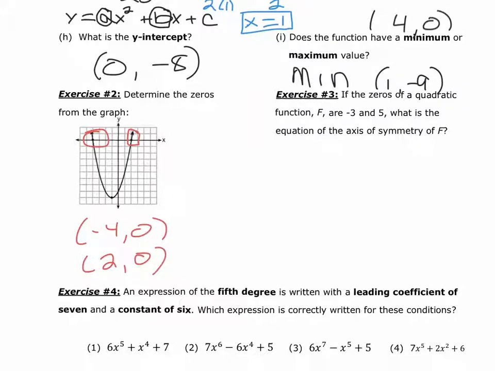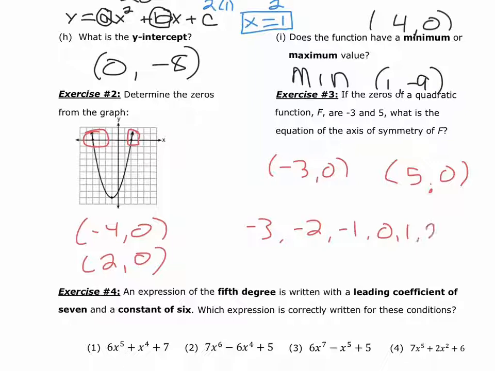Exercise 3. If the zeros of a quadratic function are -3 and 5, what is the equation of the axis of symmetry of f? So this one's a little bit tricky. If you have our zeros, that means it would be -3, 0, and 5, 0. The easiest way, I think, for us to figure it out is to write out the numbers between -3 and 5: -3, -2, -1, 0, 1, 2, 3, 4, 5.